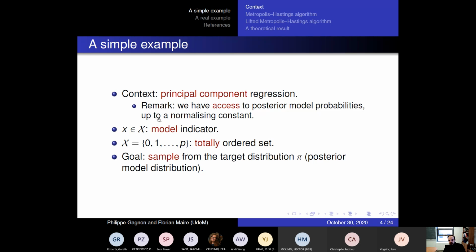This is not a realistic setting, because you would imagine that even if P is large, say 100 or 1000, you have access to the PMF, so you can compute things as usual. But I want to present MCMC, so I will just consider that we want to sample from this target distribution pi, which is the PMF of the models.